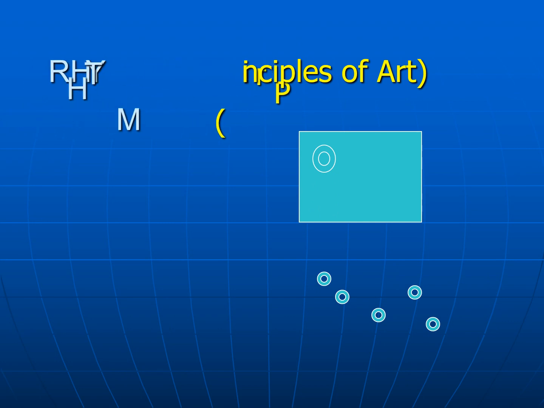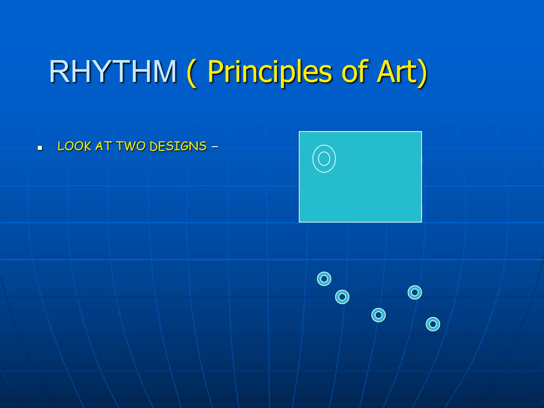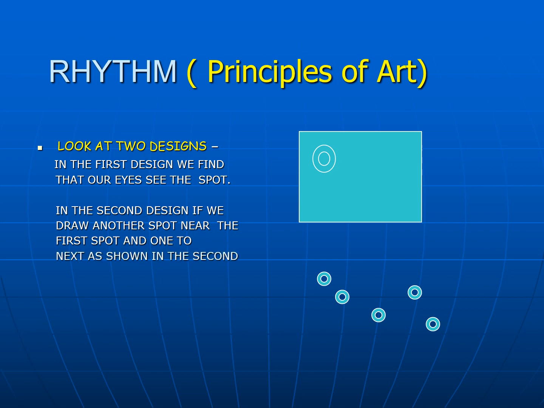Students, we are going to discuss rhythm. Look at two designs. In the first design, we find that our eyes see the spot. In the second design, we draw another spot near the first spot and one next to it, as shown in the second design, one after another, so our eyes will travel from one spot to another.